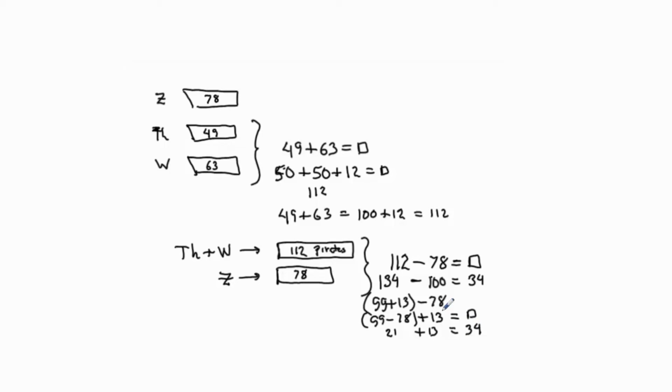So I know there are 34 more pirates on the two ships Thor and War together than there are on the pirate ship Zor. So I'm going to say that in sentence form. There are 34 more pirates on the ships Thor and War than on the one ship Zor.